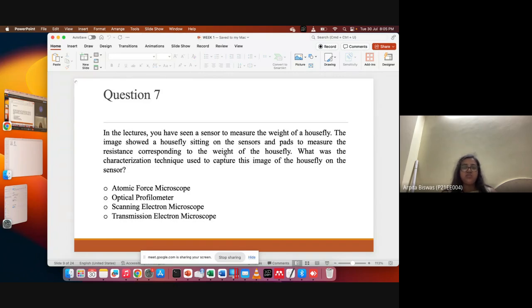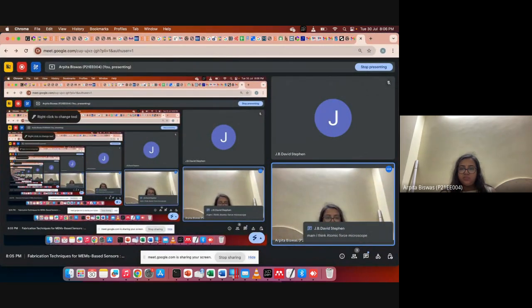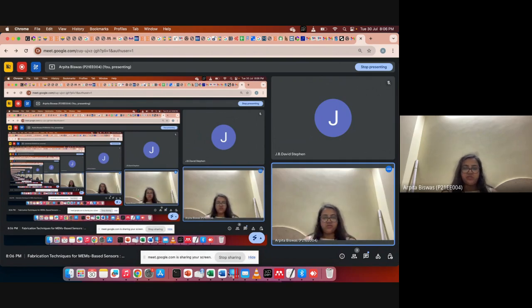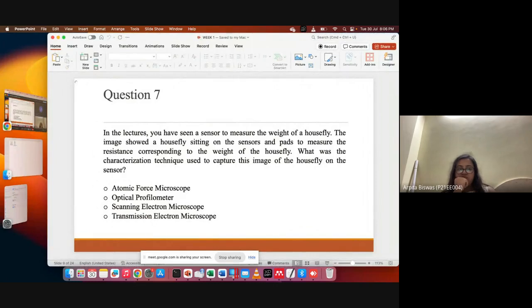The first option is the atomic force microscope. Second option is the optical profilometer, and third option is the scanning electron microscope. And the fourth option is the transmission electron microscope. No, atomic force microscope is not the right answer. Please try to give the correct answer.